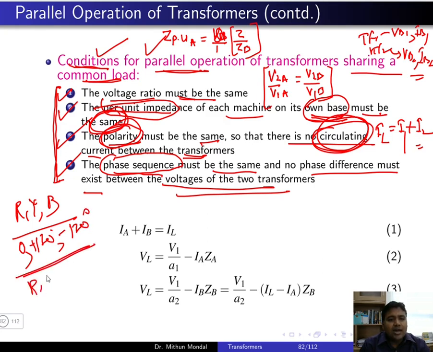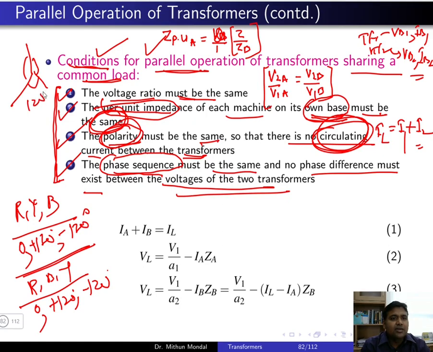If you take RBY, then if you take R to be at 0, B will be plus 120 and Y will be at minus 120, because all three phases should have a 120 degree difference between each other. So the phase sequence must be the same and no phase difference should be there.